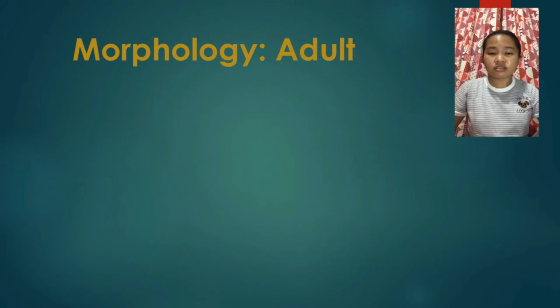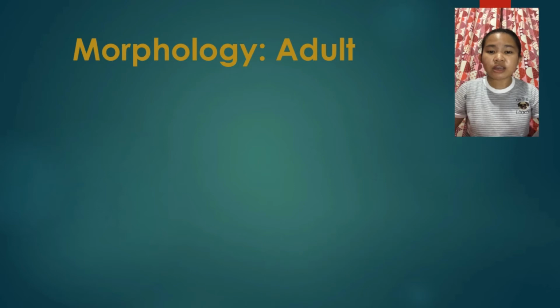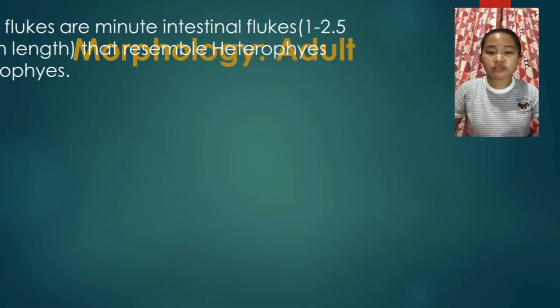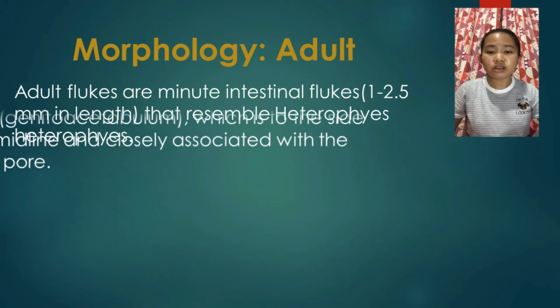Now let us discuss the morphology of the adult flukes of Metagonimus yokogawai. Adult flukes are minute intestinal flukes with a length of 1 to 2.5 mm that resemble Heterophyes heterophyes.